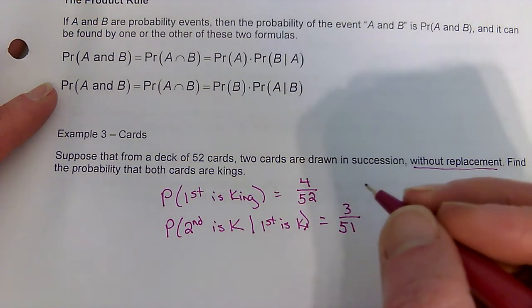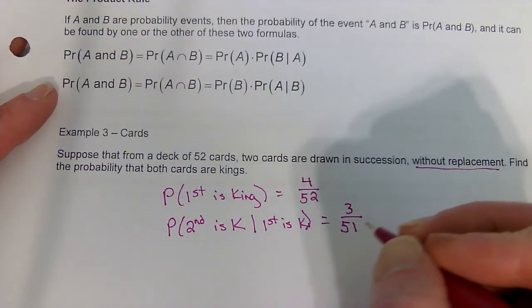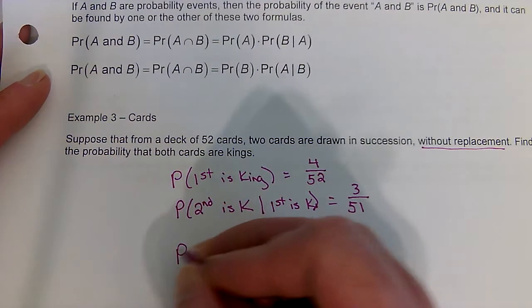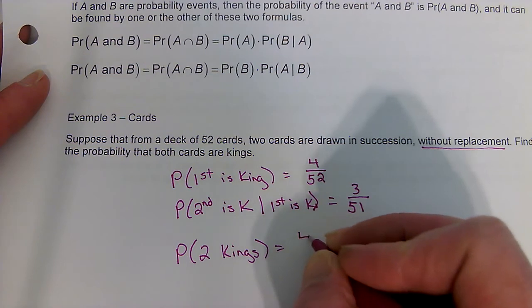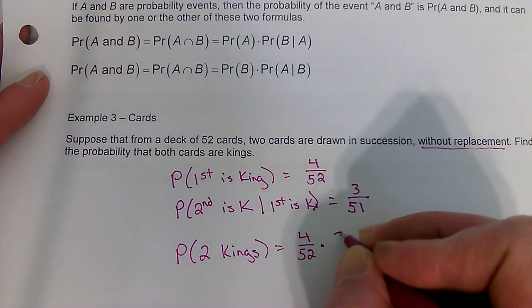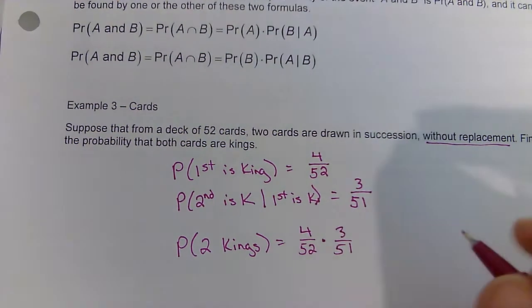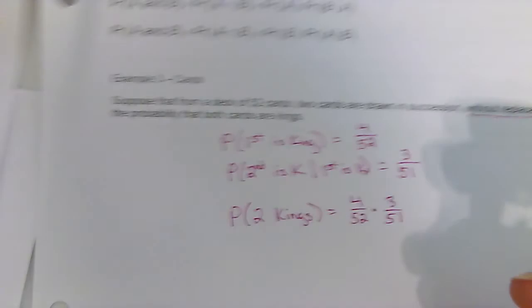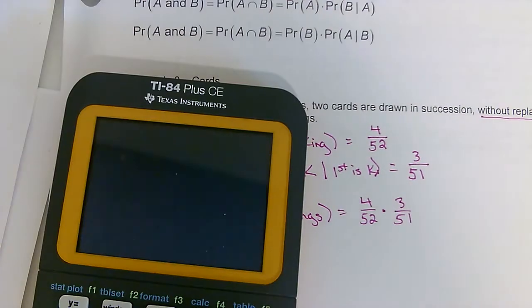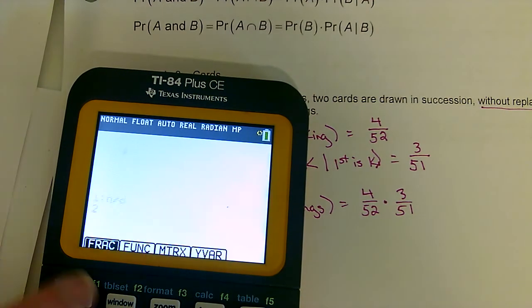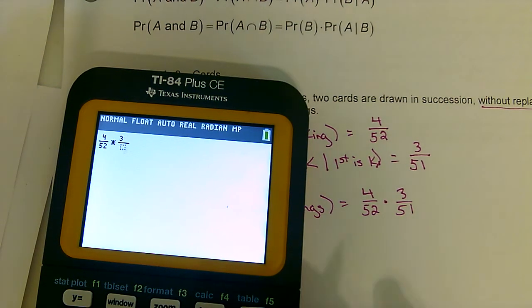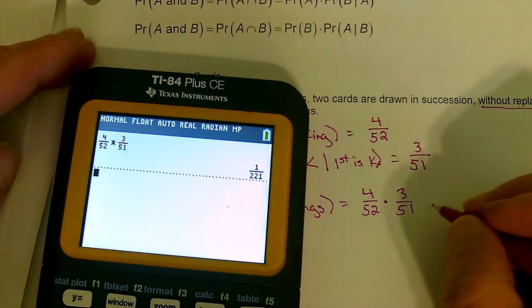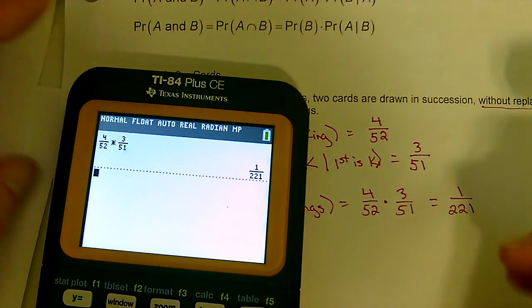And when it's an and situation like this, we're going to multiply those 2 probabilities together. So the probability of 2 kings is going to be that 4 out of 52 times 3 out of 51. And I don't know what that is off the top of my head. I would use a calculator. So I'm going to go in here and do a fraction, 4 out of 52 times fraction 3 out of 51. And it gives me 1 out of 221.